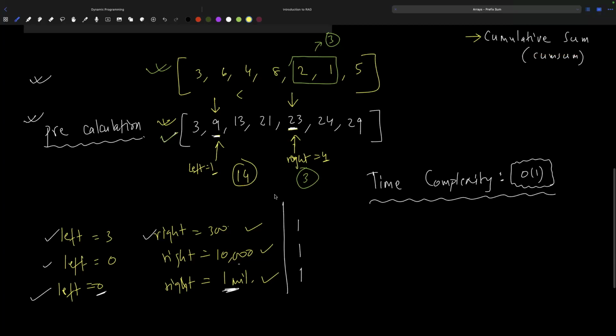But if we go one by one, that is O of n, right? Yeah. If you go by loop, every time you have to calculate the sum of that strip. But if you pre-calculate and keep it, then you only have to go to the index of right, go to the index of left minus 1, and subtract it. Index of left you can access in constant time. Index of right you can access in constant time. Subtracting both of them is constant time.